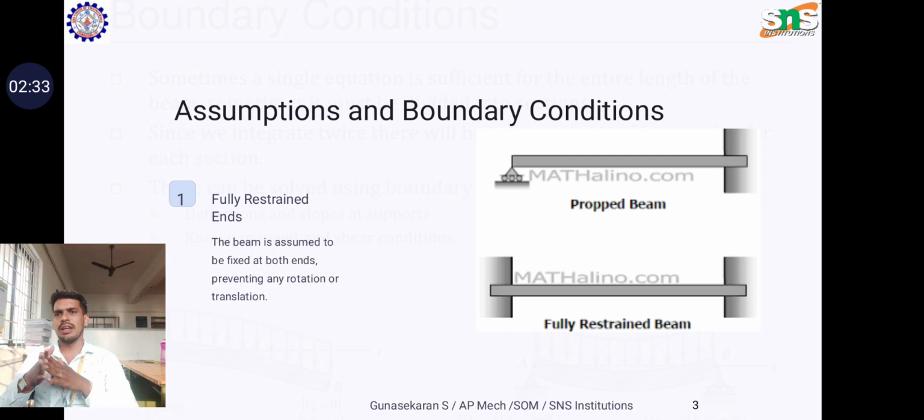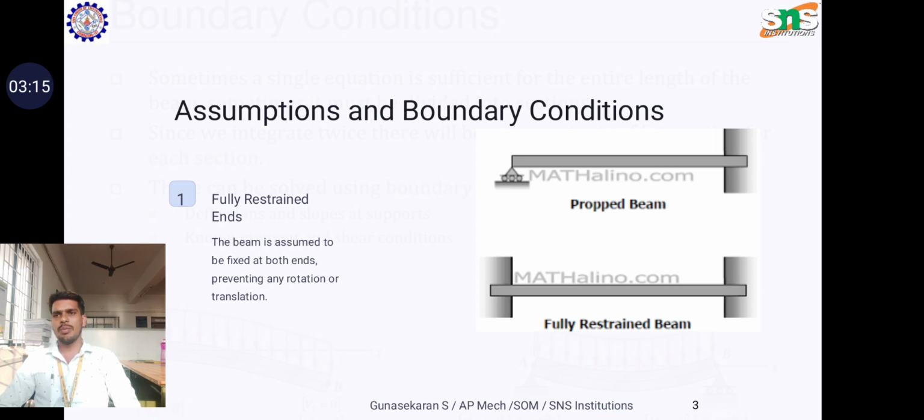First assumption, linear elastic behavior. The beam material behaves linearly elastic under loading conditions. Second one, homogeneous and isotropic material. The beam material has constant properties throughout and behaves the same in all directions. Third one, small deflections. Deflections are small relative to the beam length and do not significantly alter its behavior.